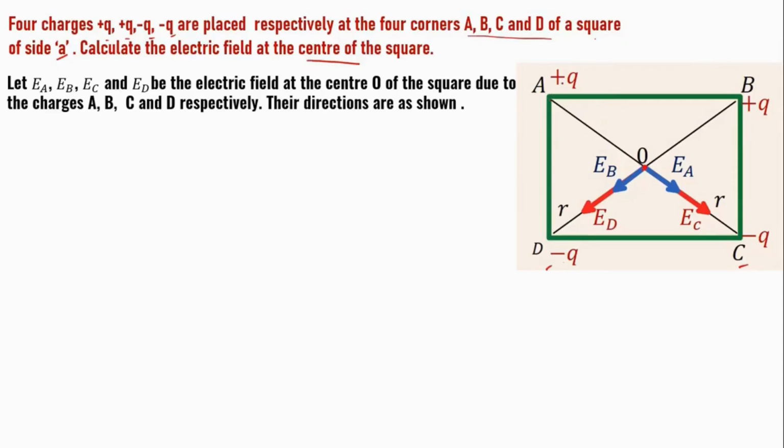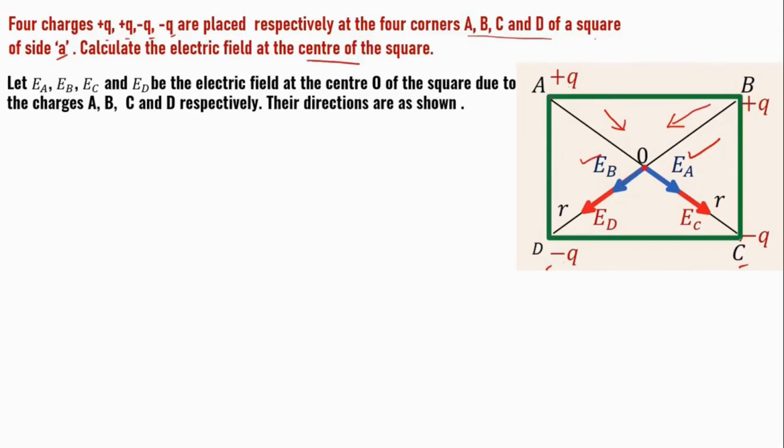First of all, the plus Q charge at the point A will exert an electric field in this direction. Why? Because it is a positive charge. The electric field will be pointing away from the plus Q charge. So, this is the direction of EA. Keep this in mind. Similarly, the charge plus Q placed at B will exert an electric field EB. Again, it will be pointing away from the plus Q. So, at the point O, we have to draw this. This is the direction of EB.